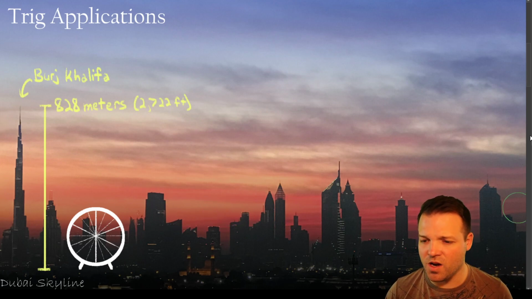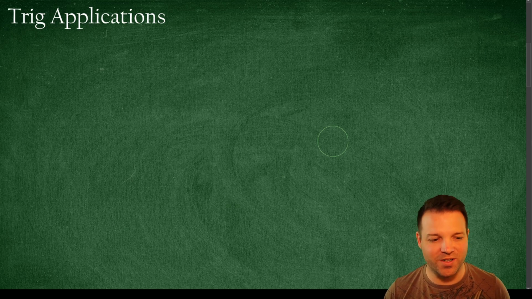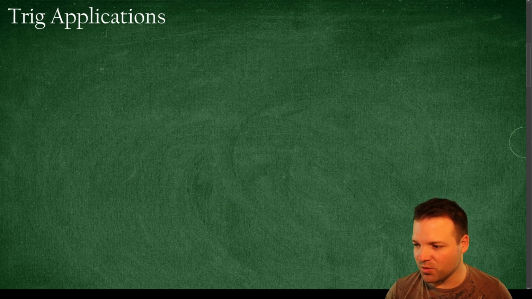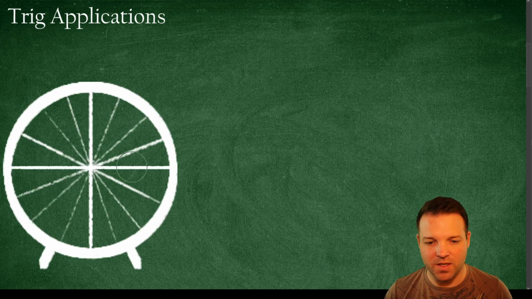All right, now this is a little bit small here, so I'm going to blow this up, and we're also going to get rid of our skyline just because it's a little bit distracting. Now we're back to our nice normal little chalkboard, okay? All right, so let's bring up the Ferris wheel again, and we're going to blow this thing up nice and big.